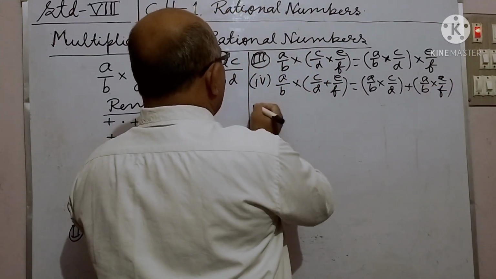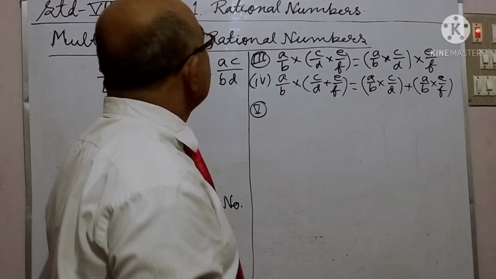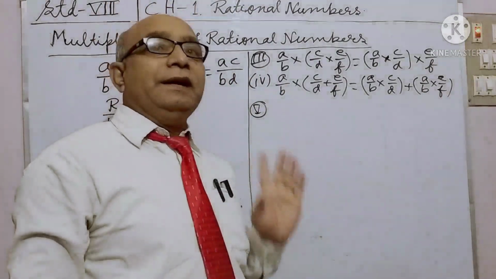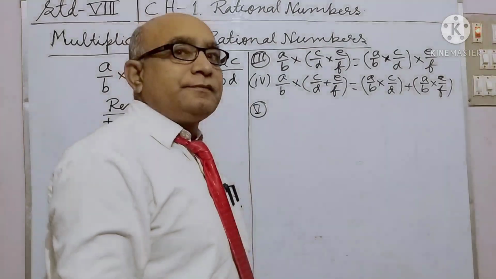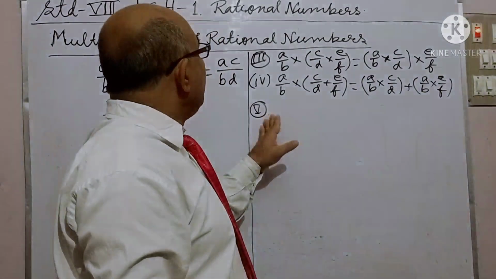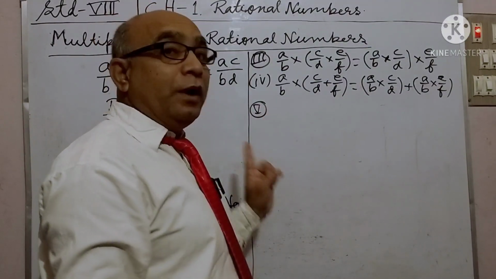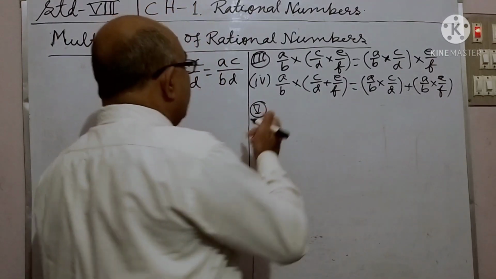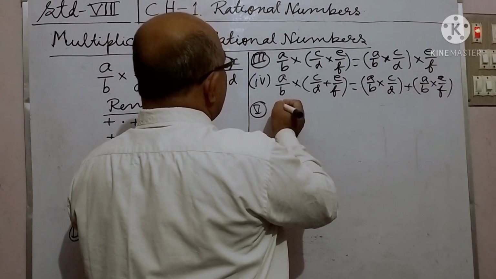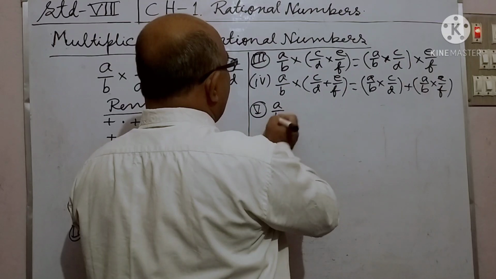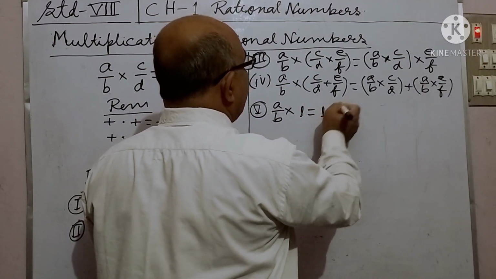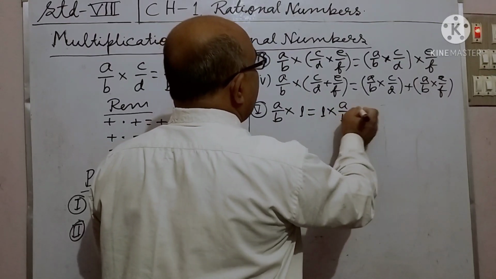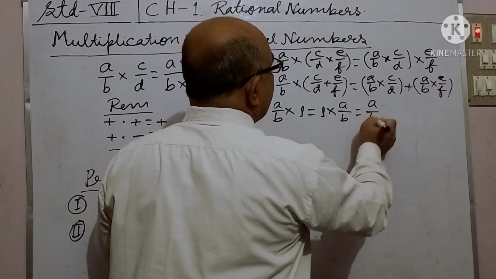Next, fifth property, existence of multiplicative identity. Friends, we know that 1 is the multiplicative identity. So a by b into 1 equal to 1 into a by b equal to a by b.